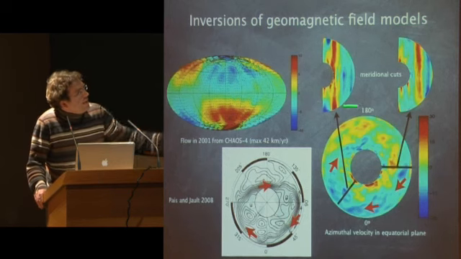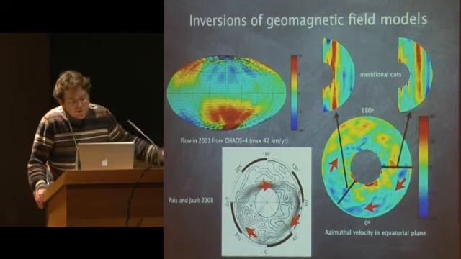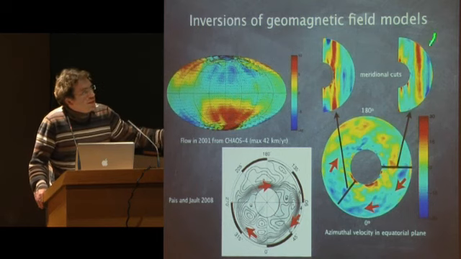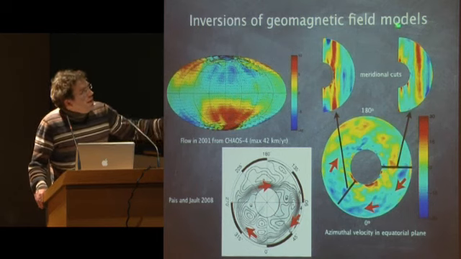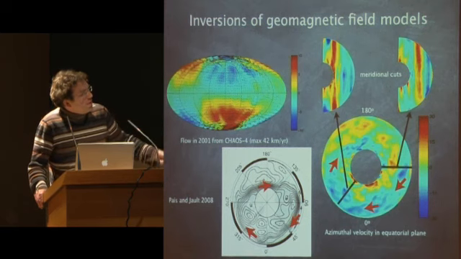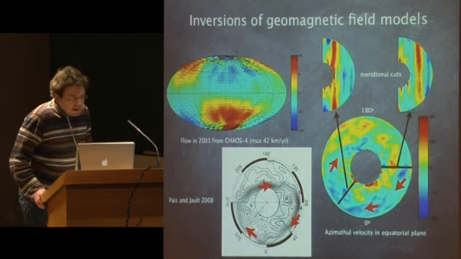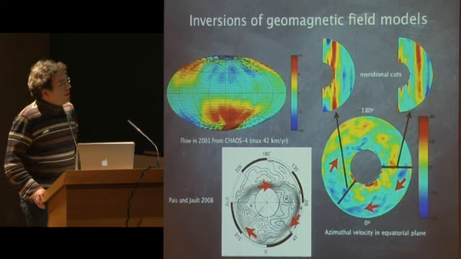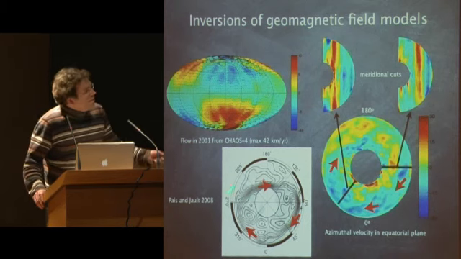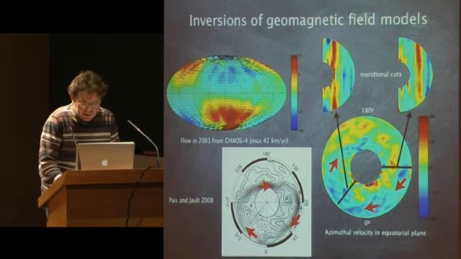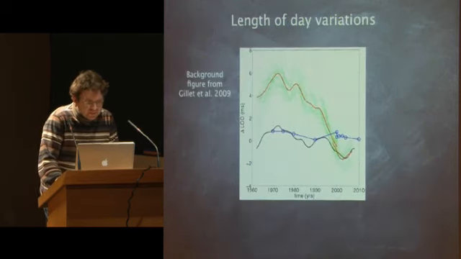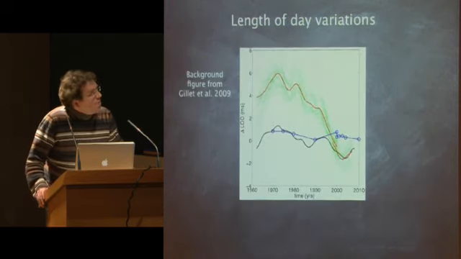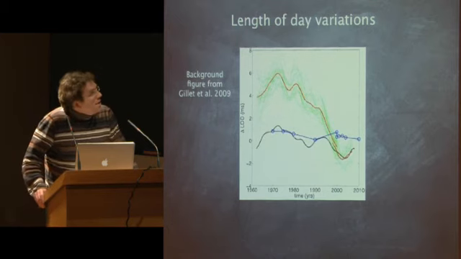So as you see, our inversions, which are not constrained in terms of the columnarity of the flow except by the prior, recover a lot of columnar structure, and it's no surprise after all that we recover the same structure. There is a but. We tend to recover another prograde gyre that kind of spirals with the retrograde gyre, and this is something that tends to be less present in the inversions of Pais and Jault. So this is going to be my last figure for this study of the flows.